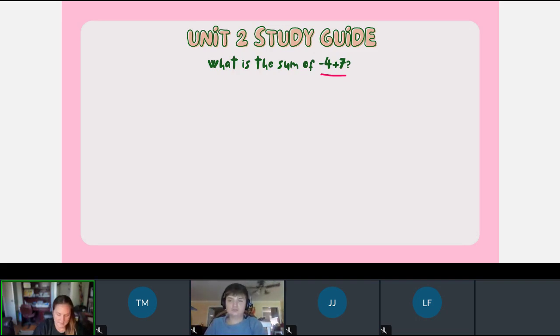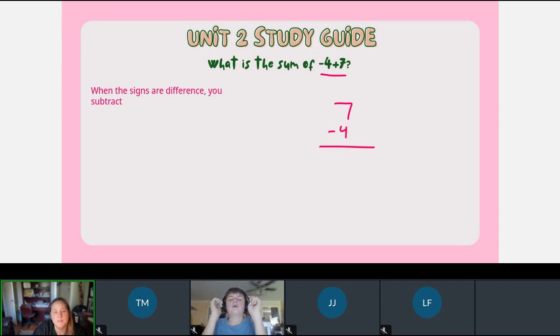When the signs are different, you subtract. Okay, so we have a negative number and a positive number, so that means we subtract. Even though this says to add, ignore it. When the signs are different, you subtract. So I'm going to put the larger number up top, -4, and that's going to give us 3.